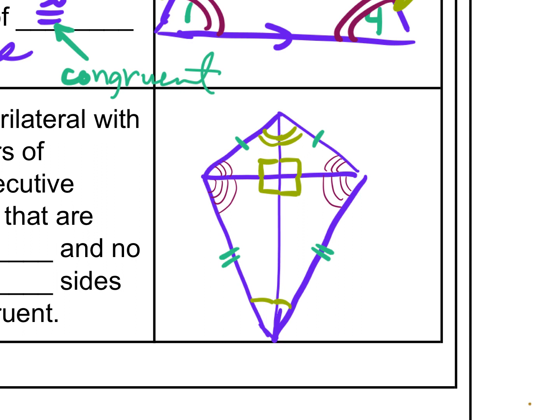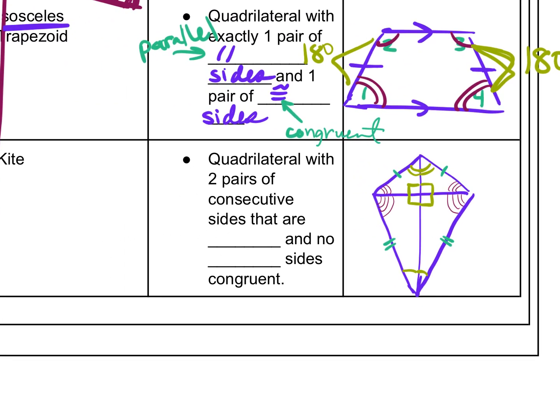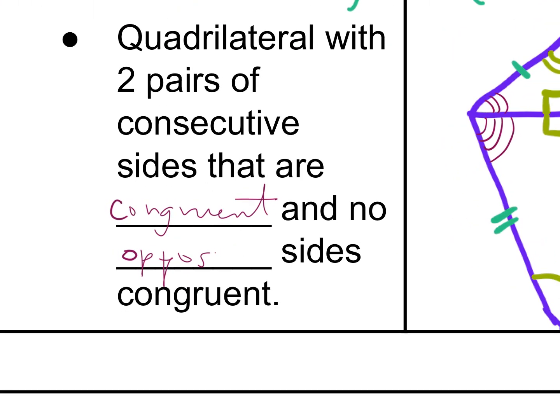Wait, are we doing the second part? This is two pairs of consecutive sides that are congruent and no opposite sides congruent. Ooh, that is a terrible pen size. Let's try again. Are we doing the second half of the page?